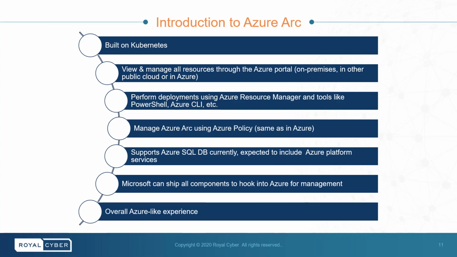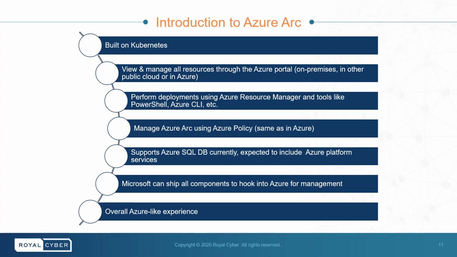Since it is built on Kubernetes, Microsoft can ship all the components to hook into your Azure management. So that is very good, because you will get an overall Azure-like experience, irrespective of what device or environment you are in. Either you are in multi-cloud, or in different private clouds or public clouds, like AWS, Google Cloud, or Azure itself. You can use all of those in one single place, and that will give you an overall Azure-like experience for all of the different resources at one place. We'll show you how it looks and the use cases for Azure Arc in the coming slides.